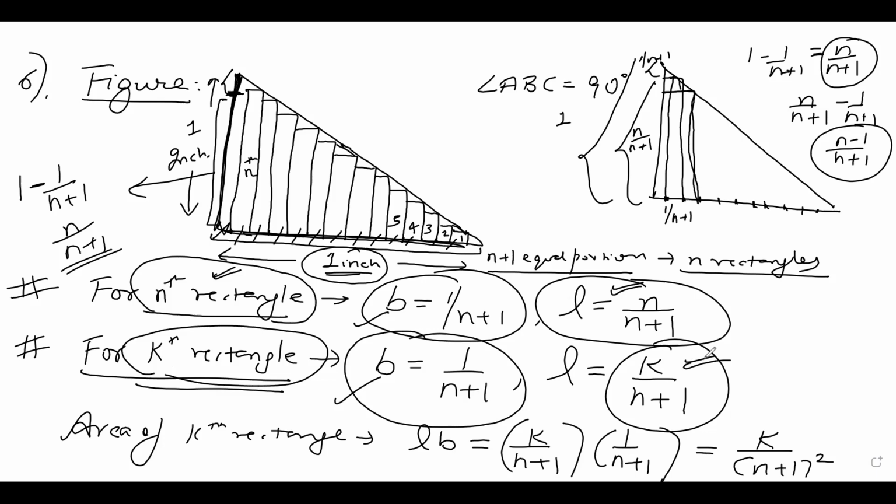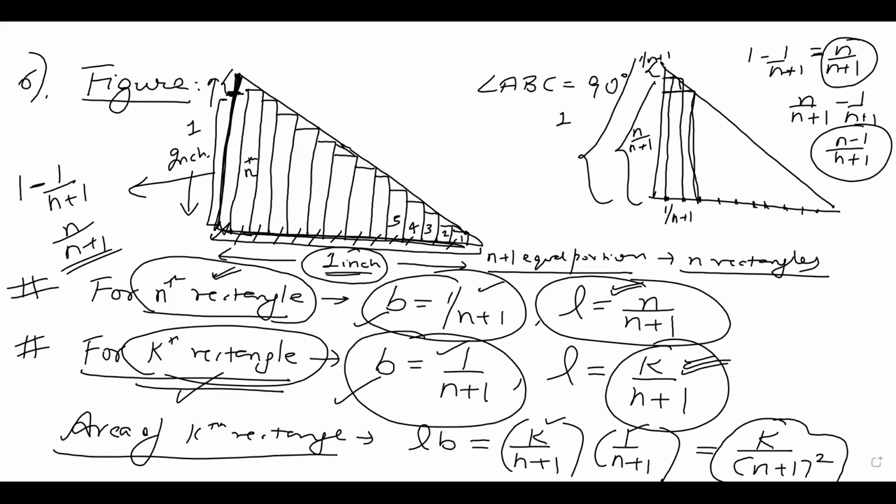I hope now all students are clear. The nth rectangle is having a length of n upon n plus 1. So kth rectangle will have a length of k upon n plus 1. The breadth of all the rectangles remains the same, 1 upon n plus 1. So now the area of the kth rectangle is length into breadth, which is k upon n plus 1 into 1 upon n plus 1, which is k upon (n plus 1) square.